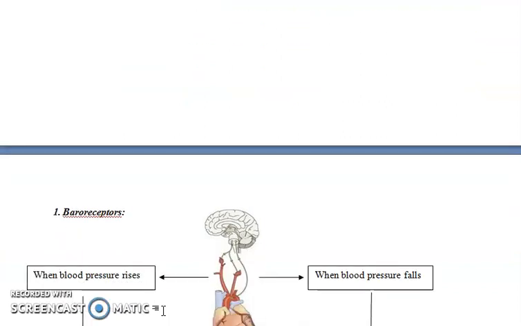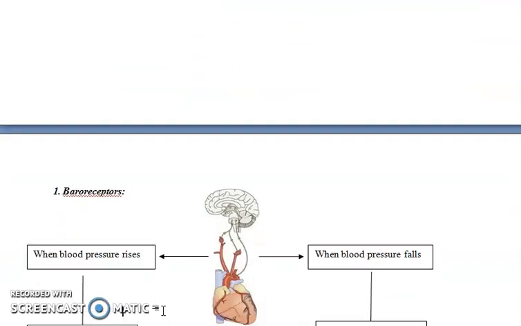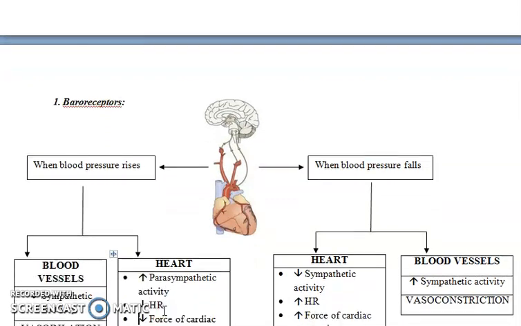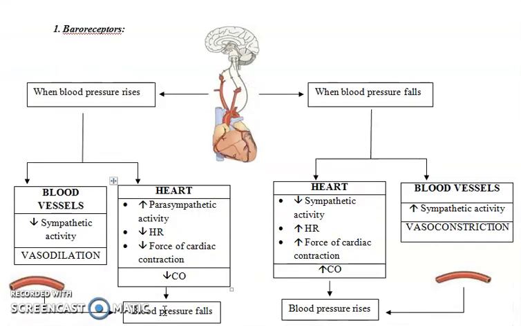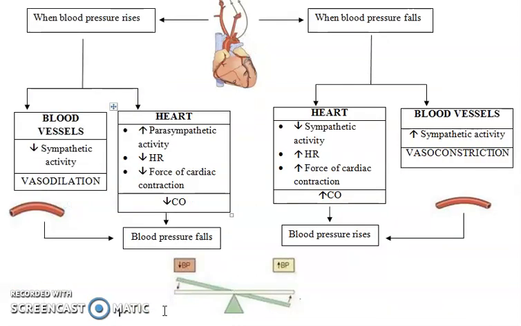Come to the first one, that is baroreceptors. These baroreceptors are present in the carotid arteries, and they detect changes in pressure. Whenever there is an increase in pressure or a decrease in pressure, that is identified by baroreceptors. Those pressure changes are identified by baroreceptors.